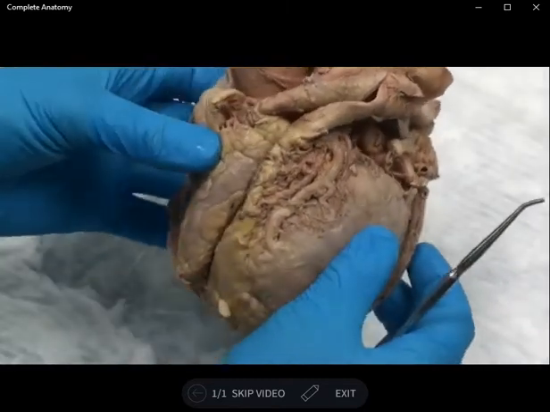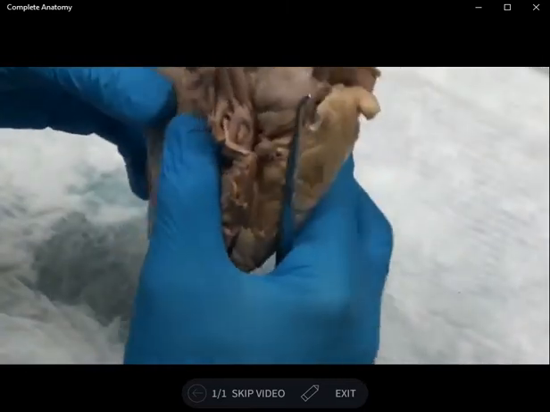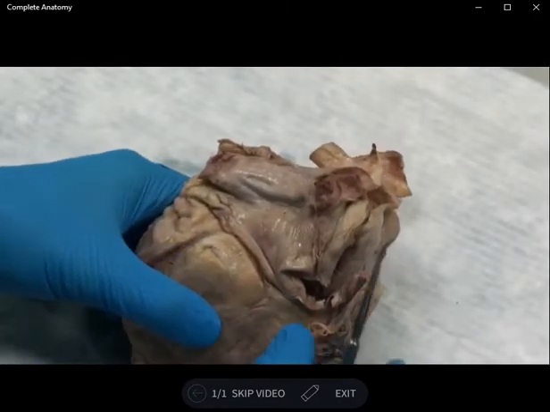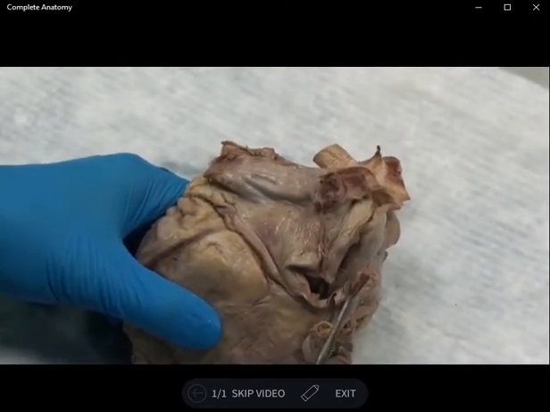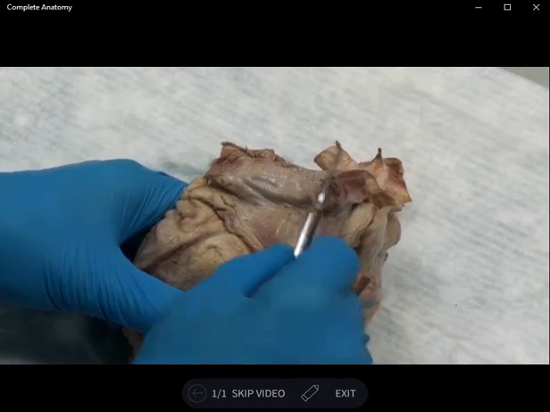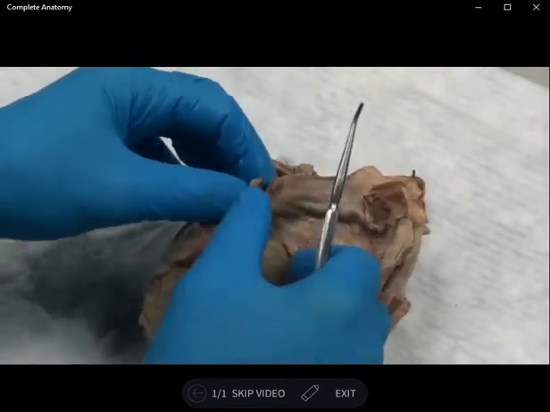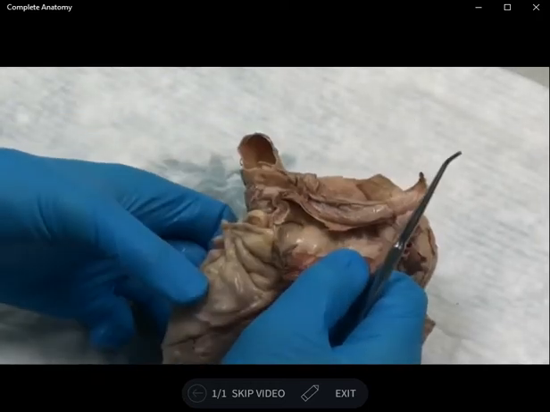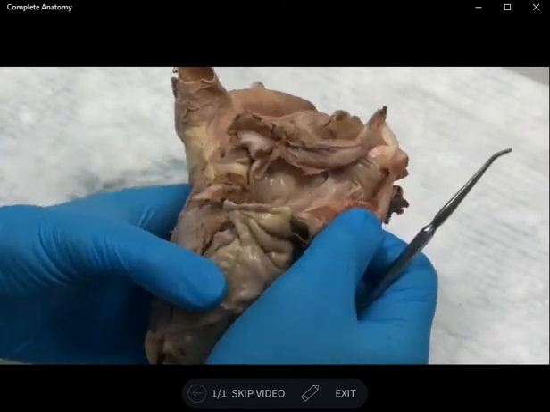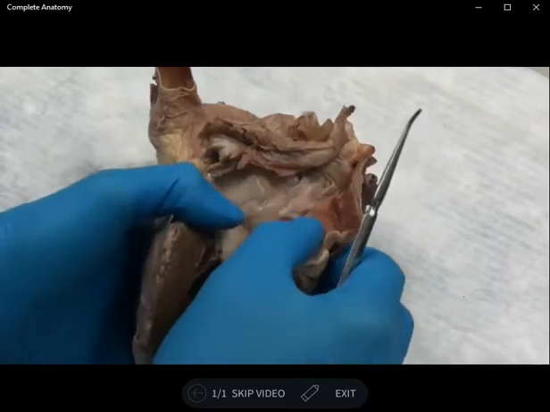The blood goes to the lungs to be oxygenated, and it returns to the heart via the pulmonary veins seen here on the posterior aspect. We have 1, 2, 3, 4 pulmonary veins. The pulmonary veins empty the oxygenated blood into the left atrium, seen here.